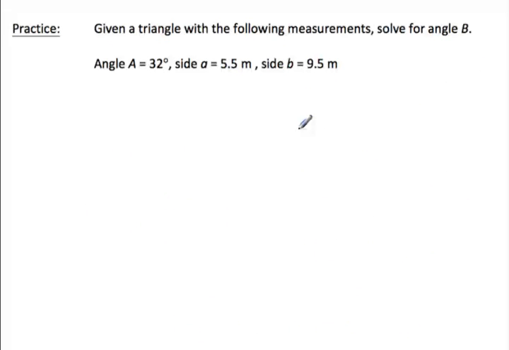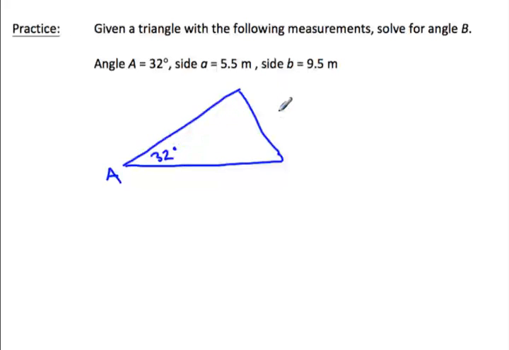Let's look at another type of problem that you could be given. This one's perhaps more typical. You're just asked to solve for an angle given some information. So if we draw the picture, angle A is 32 degrees, side A is 5.5 meters, side B is 9.5 meters. And we'll notice again that this is a side-side angle triangle. The order in which the information is given to us, going either clockwise or counterclockwise, is side-side angle.